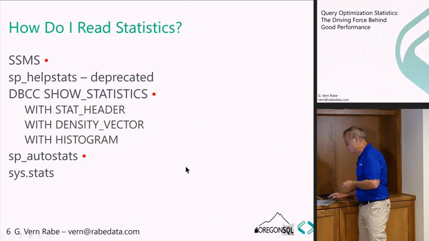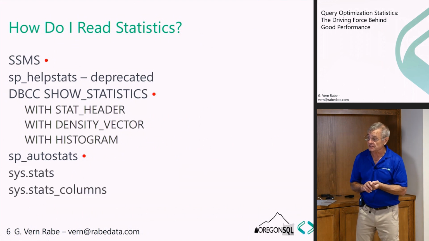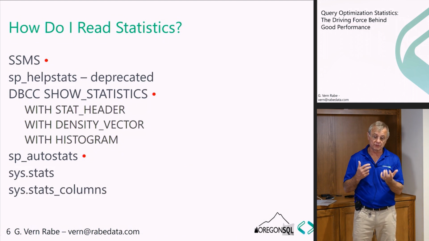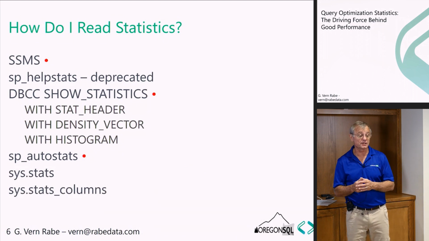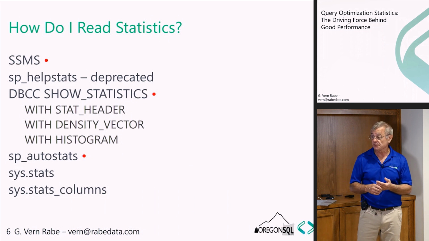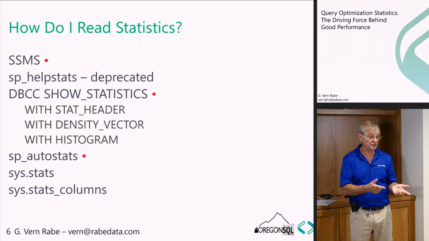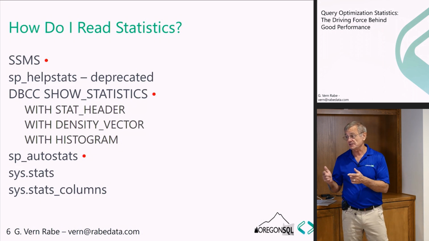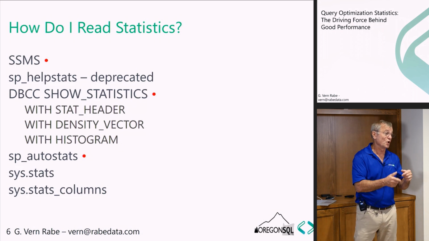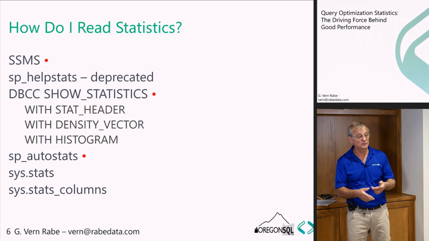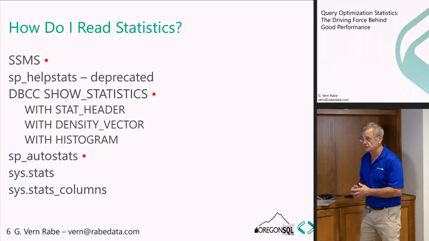There are also 2 system views, even though they look like tables, sys.stats and sys.stats_columns. And if you want to do your own management of statistics, you might want to get into these 2 views. As the name implies, sys.stats returns 1 row per statistic, and sys.stats_columns returns 1 row per column within a statistic. So if you have a primary key with 2 columns, then stats_columns will return 2 rows for that one.